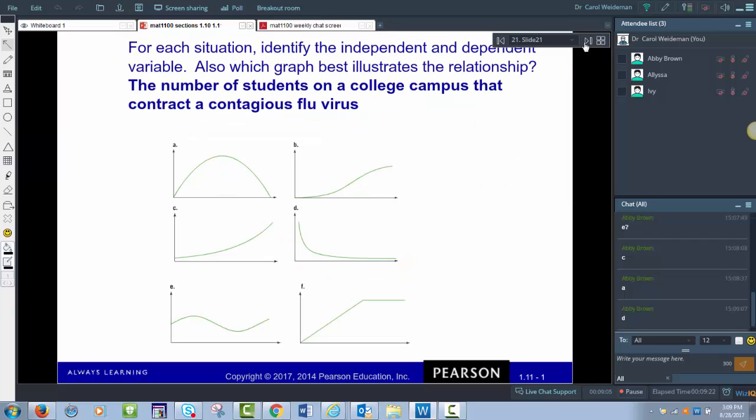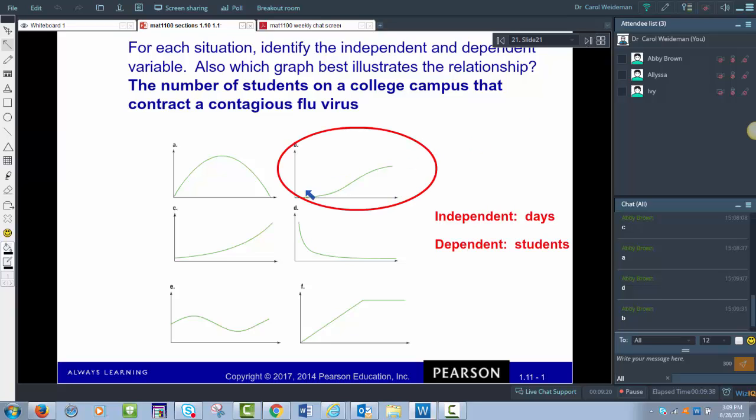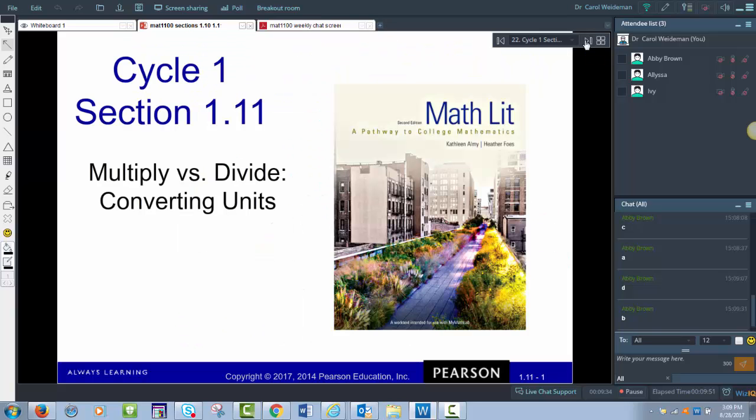The number of students on a college campus that contract a contagious flu virus. So although they didn't mention, yeah, it has to be B. It's the only one we didn't use. The independent here is going to be, we're going to say days, let's say. And then the dependent is going to be the number of students infected. And it is this one because it's going to go up and eventually plateau, because once all the students are infected, then we can't infect anybody else. So notice the difference between this one and this one. This one's flattening out. This one's going to continue to increase. Okay, so that's kind of a fun little chapter.